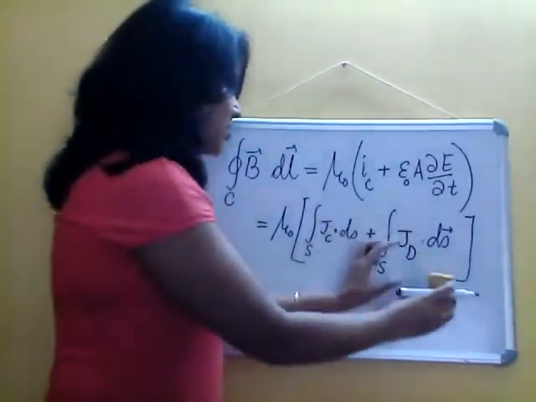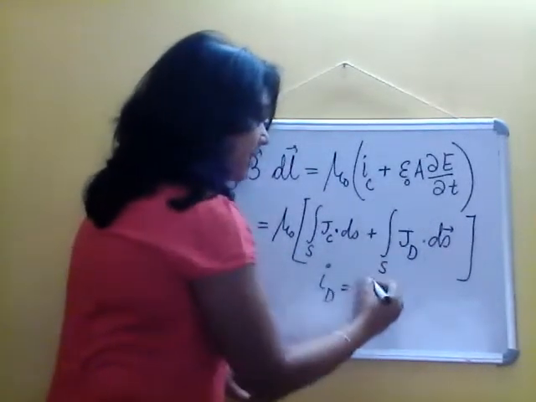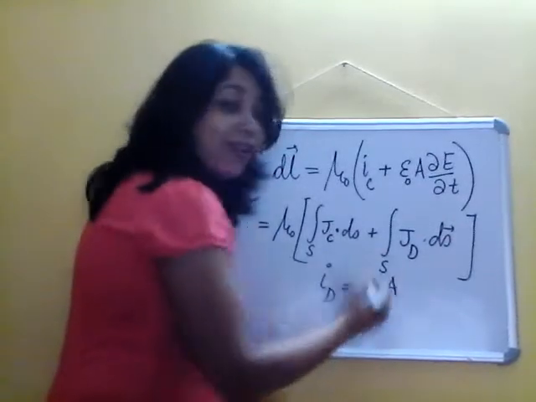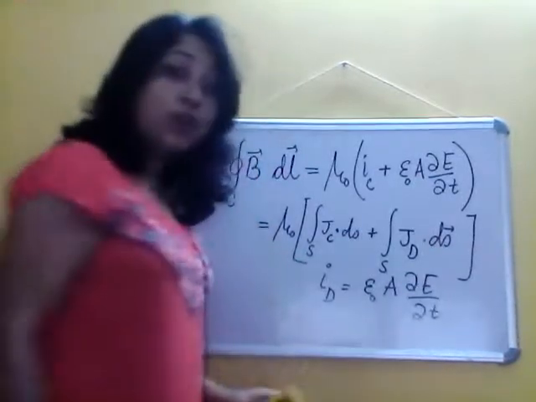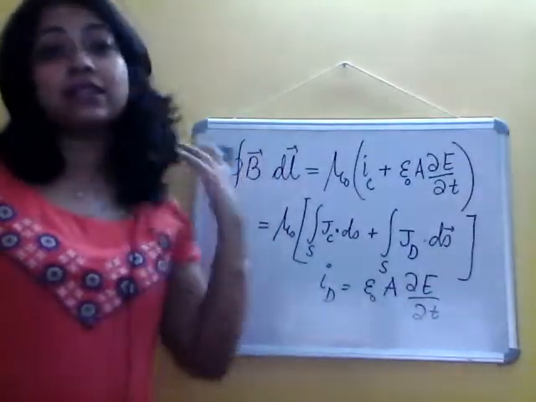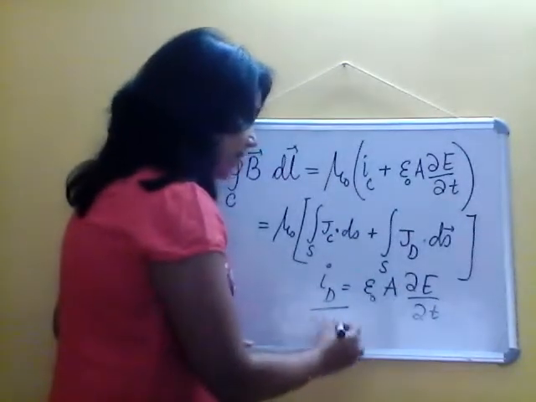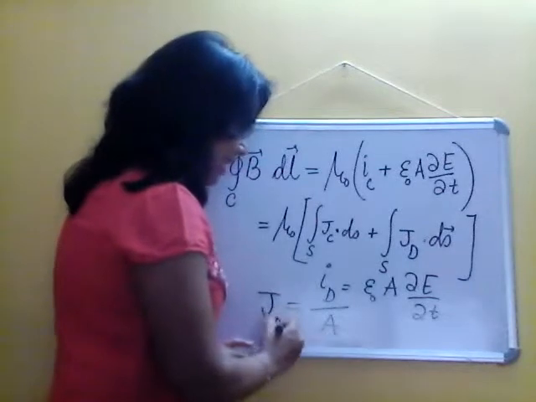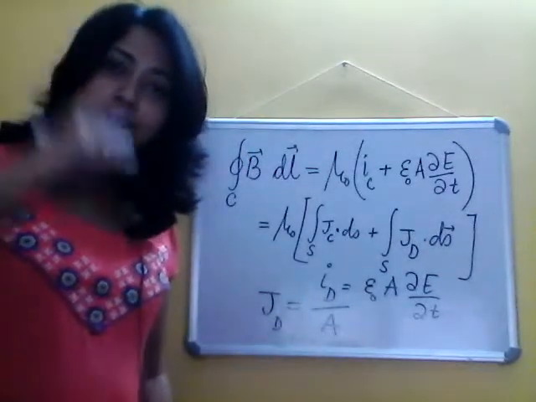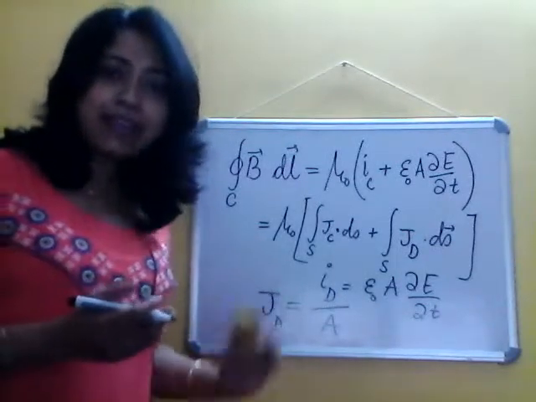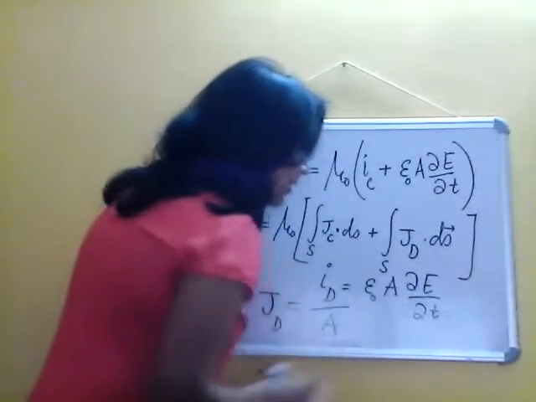Now, let me show you that total ID is what? Epsilon 0 area of the plate into del E del T. Now, if I want to know the surface charge density, all I can do very easily is divide it by the area, and that will give me my JD. Am I right? All I have done is start from the current and divide it by the area, and the area in this case is nothing but the area of the plate. So in this case, what am I going to get rid of?